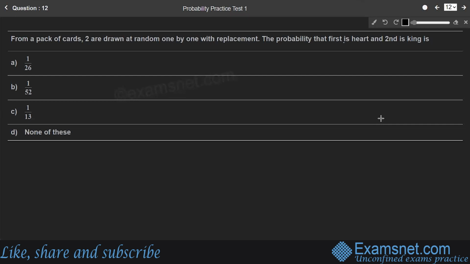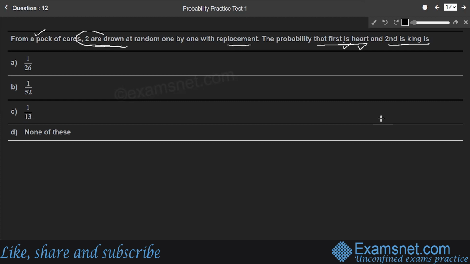Question number 12. From a pack of cards, 2 are drawn at random, one by one with replacement. The probability that the first is a heart and the second is a king is. Very easy question, students. So if 2 cards are drawn at random, the probability that the first card is a heart and the second card is a king is.